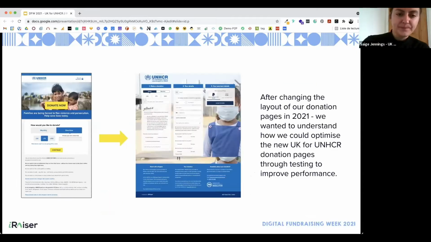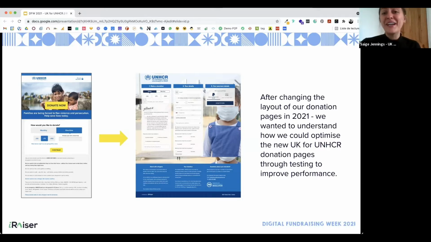Great. So, as I mentioned, we were fundraising as UNHCR before April, and then started fundraising as UK for UNHCR post April. As we moved to UK for UNHCR, we moved to our new donation pages. On the left is the UNHCR donation page that we used. It had the strong image at the top, the form below, and then copy under that as well. And we did a lot of A/B testing to get the form to that position.